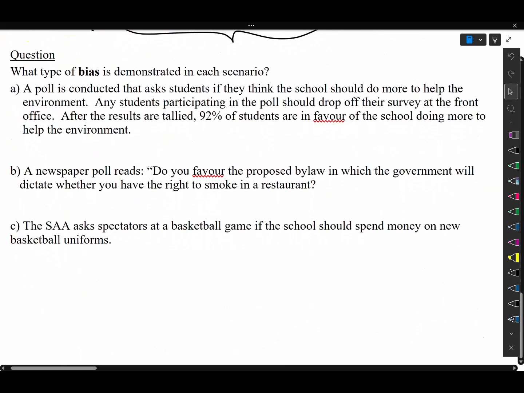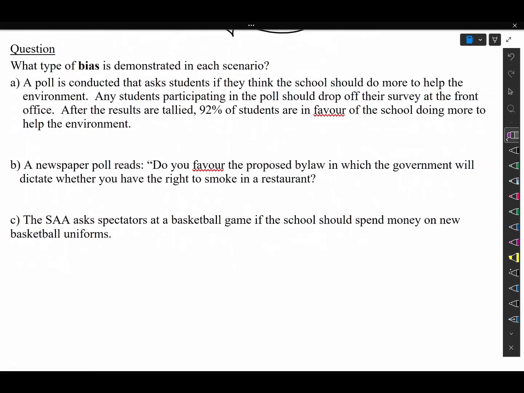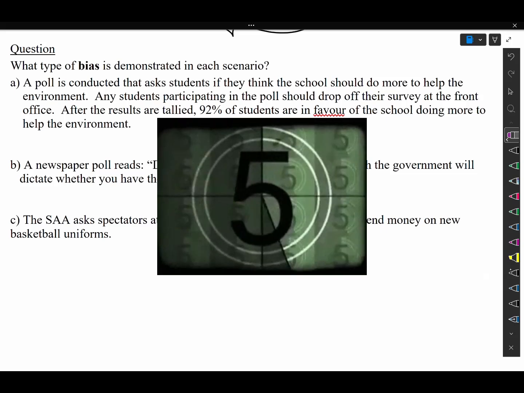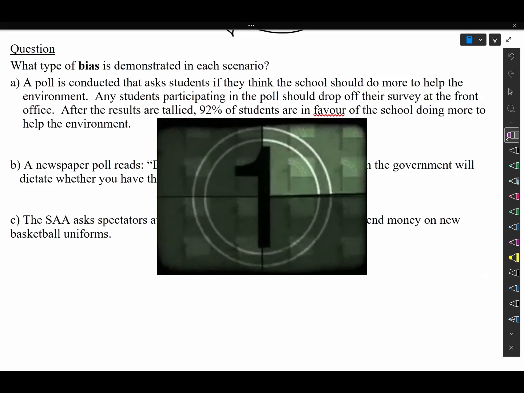What type of bias is demonstrated in each scenario? Let's look at each of these. I encourage you to pause the video here and try them out yourself. Try to recognize which types of bias are present, and then unpause the video and double check how we're doing, because I imagine this is a little bit uncomfortable for your math brain. It might be beneficial to try it, come back, and then see the logic that we're looking at.